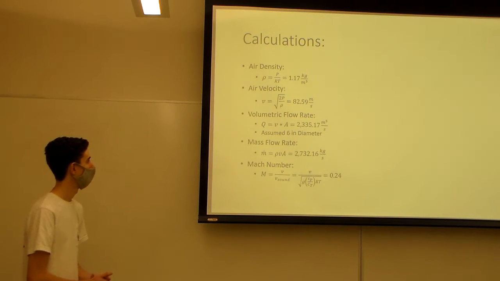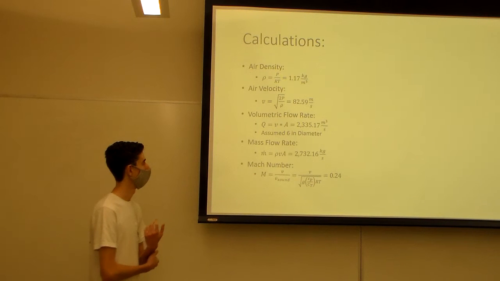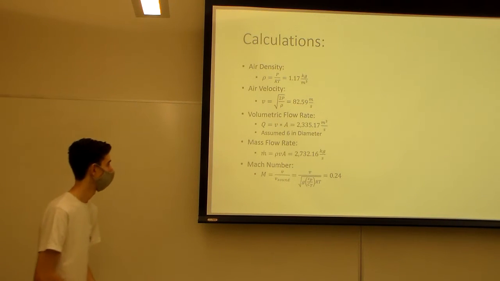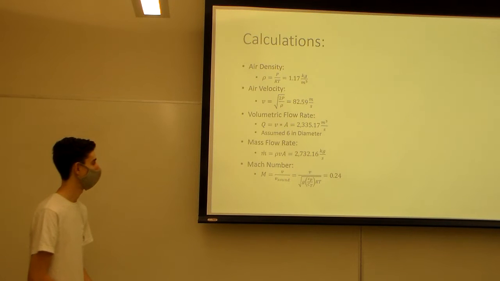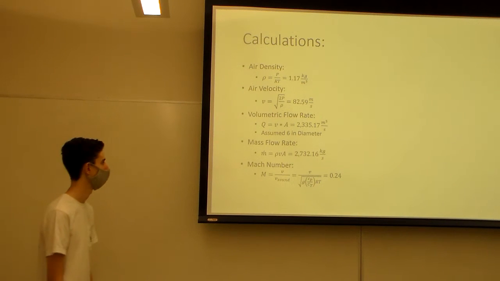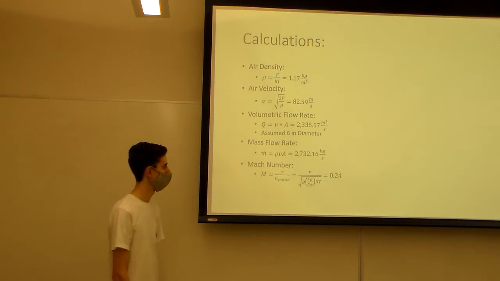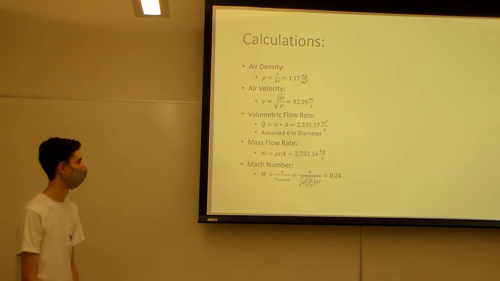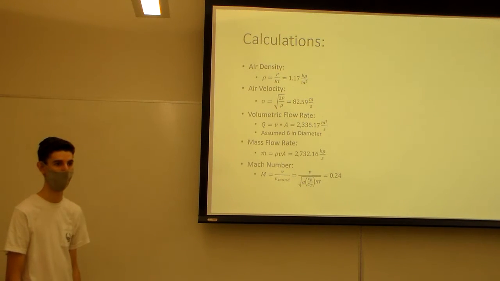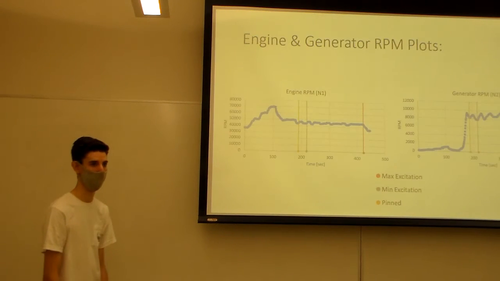And then for the velocity, we're using the pressure at the inlet of the turbine and then the density that we just found. Volumetric flow rate is going to be using the area, which I assume to be about 6 inches, to find that area of the turbine inlet, and then the air velocity that we found. And then mass flow rate, same kind of idea, using the data that we found previously, plugging it in. And so we got a Mach number of about 0.24. I thought this data looked fairly accurate, or I guess I should say believable. There wasn't anything that really stuck out as wrong to me.